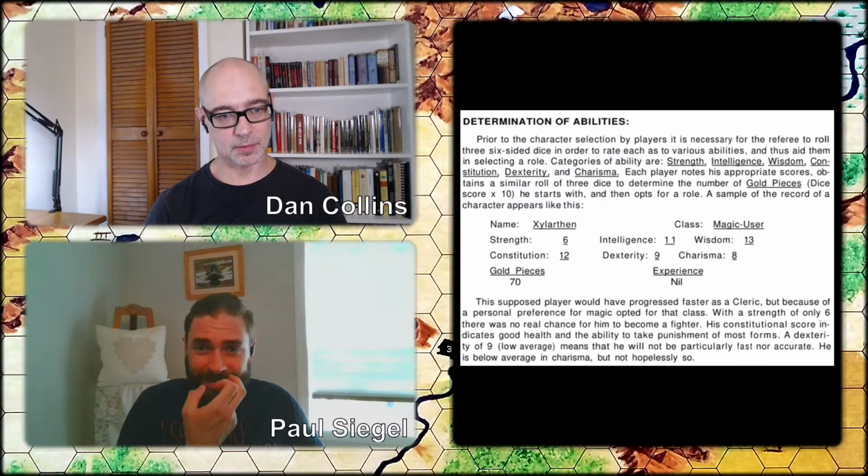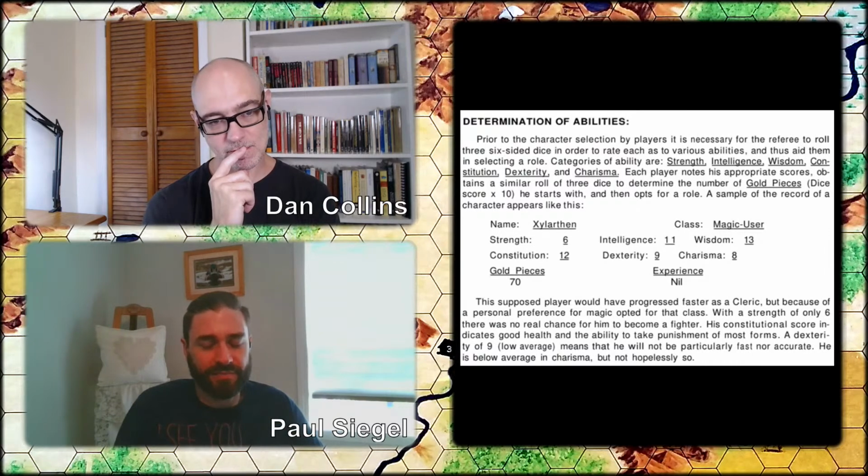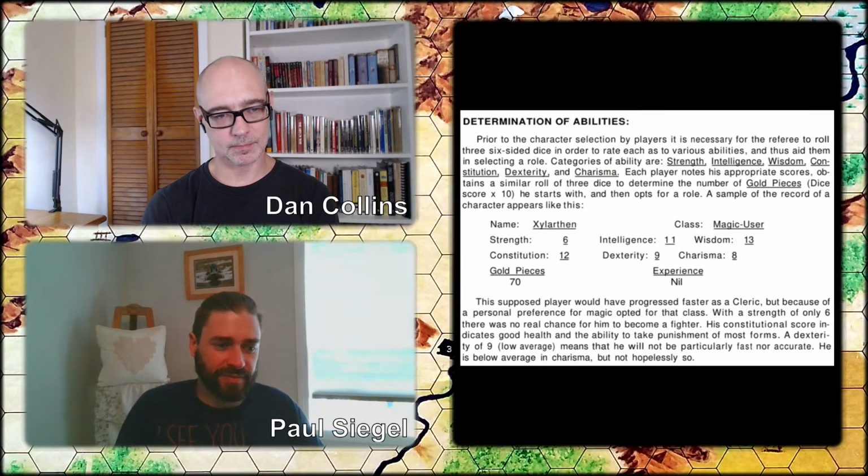But frankly, anytime I've run an introductory game, whether it's at a convention or just for a group of people who've never gotten to play before, that is generally how I run it. I pre-make a bunch of characters, and I just bring a table and I say, here are a bunch of characters.